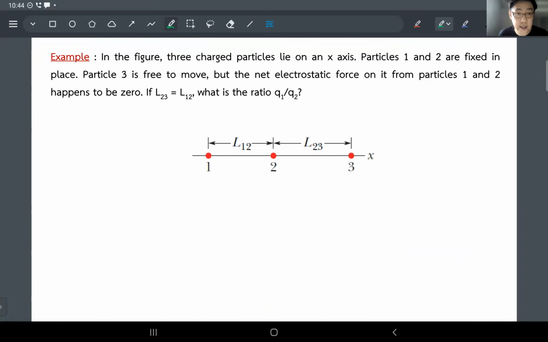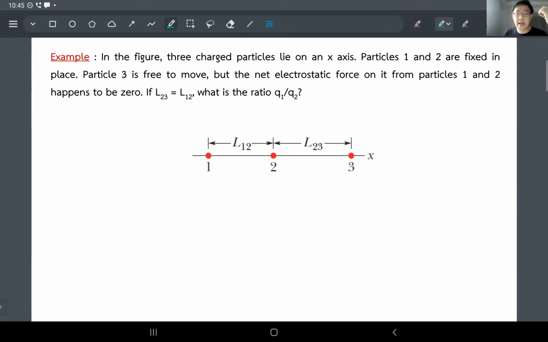Take a look at this. In the figure, 3 charged particles lie on an x-axis. Particles 1 and 2 are fixed in place. Particle 3 is free to move, but the net electrostatic force on it from particles 1 and 2 happens to be 0. So once again, you have a perfect cancellation of the electric force or electric field at charge number 3. If the distances L23 and L12 are exactly the same, they want to figure out the ratio between Q1 and Q2.